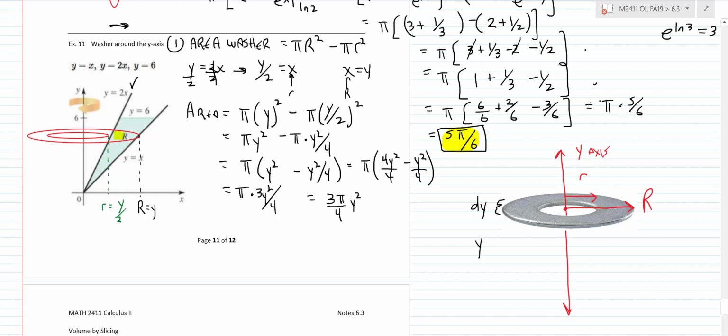Okay, so now we're ready to set up the integral. The difference here is, since you're doing a dy integral, the integration is going in the y direction. The thickness of the washer is dy, so these things have to be expressed in terms of y. That's why we use x equals y and x equals y over 2. Now when we set up the integral, the volume is going to go like this. We're going to integrate from 0 to 6. Our cross-sectional area is 3 pi over 4.